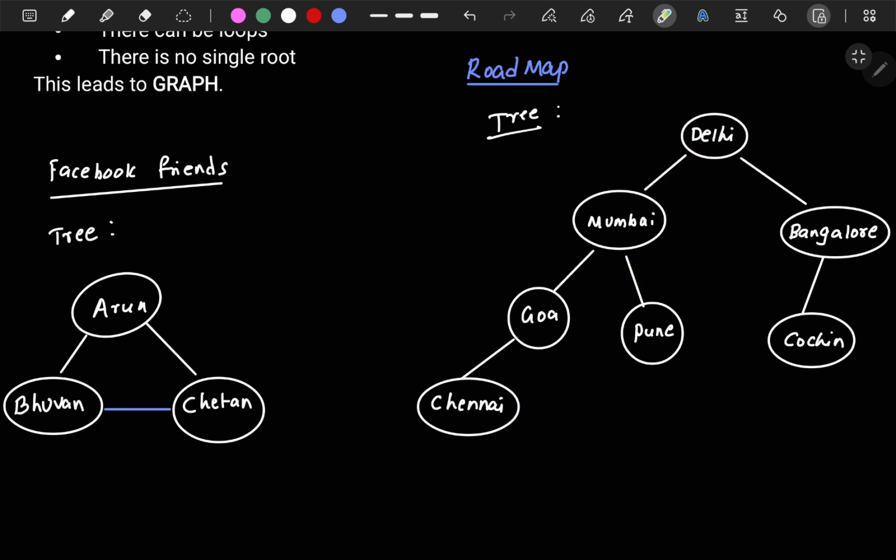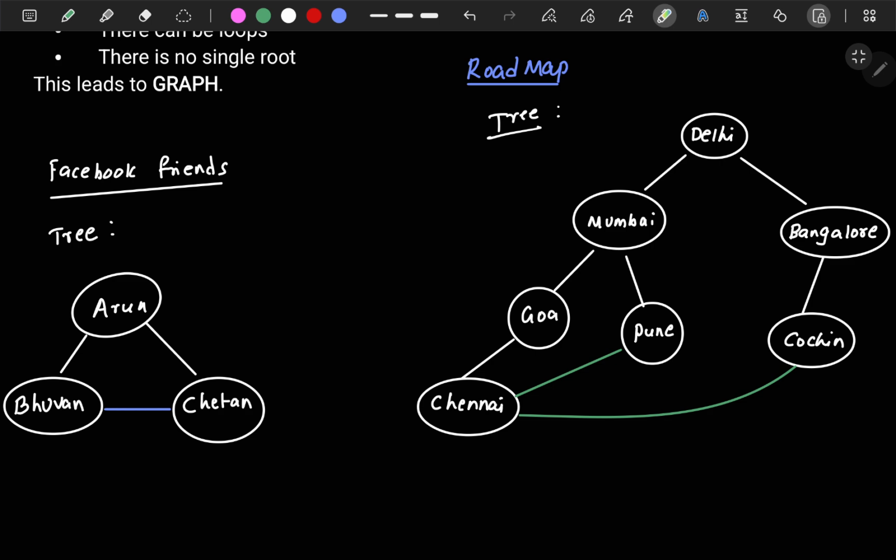But if I try to represent that, for example, from Cochin to Chennai, one more path here, or Pune to Chennai, one more path here, right? Then what will happen? You can clearly see there would be some cycle here. Okay, that is one thing. There is one cycle here. Then definitely this is not a tree data structure.